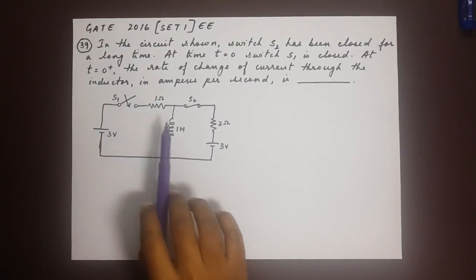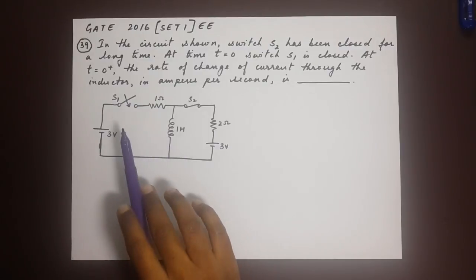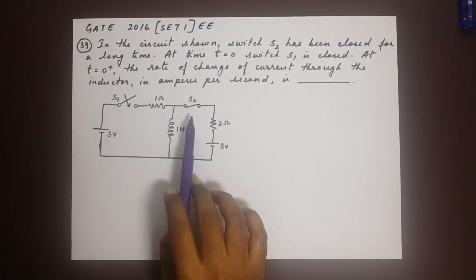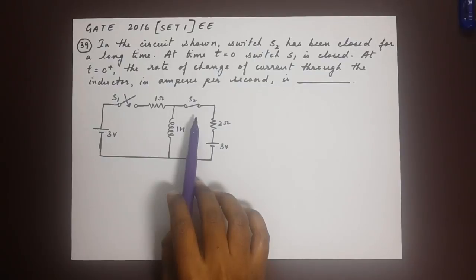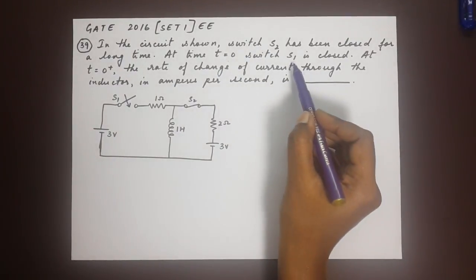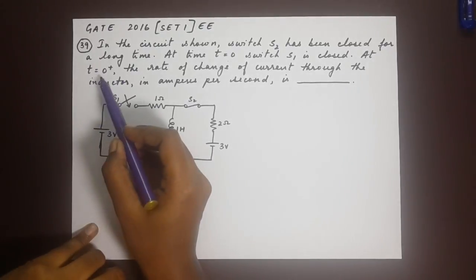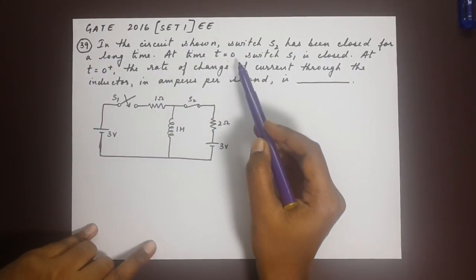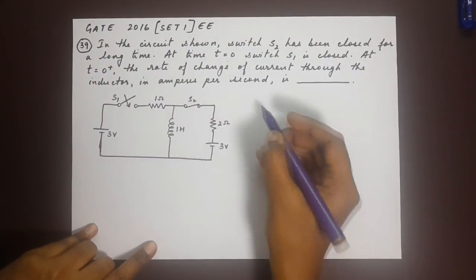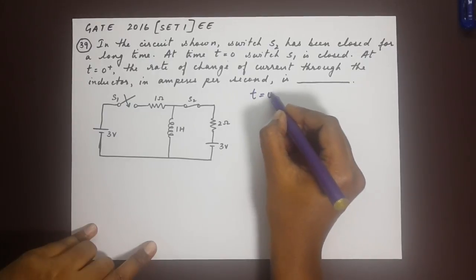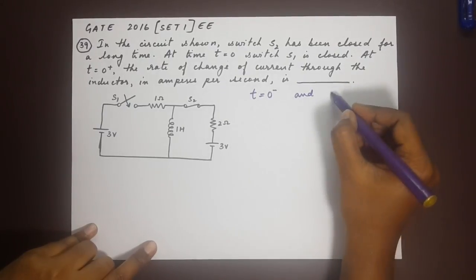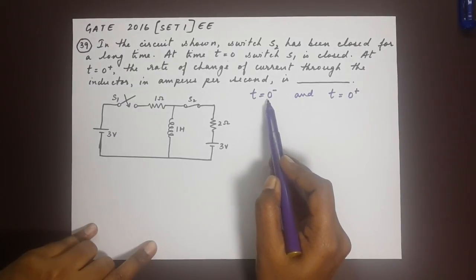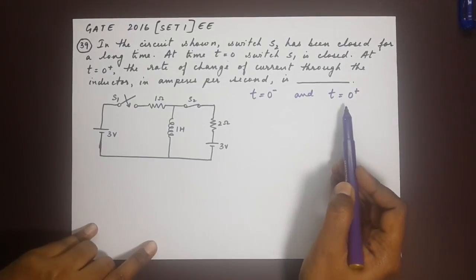We have been given the circuit with two switches, S1 and S2. Now the question says that S2 has been closed for a very long time, and at time t is equal to 0, switch S1 is closed. T is equal to 0 plus indicates the time right after the switch is closed. So in this case we will have to consider two instances. We will have to consider the circuit at t is equal to 0 minus and at t is equal to 0 plus, the instant right before the switch is closed and the instant after the switch is closed.